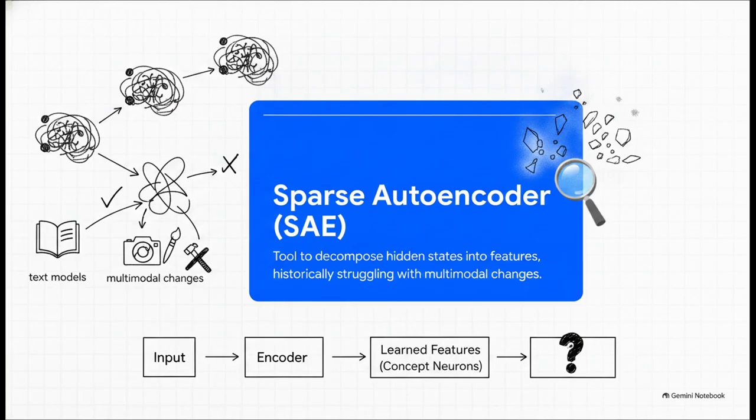While they do an okay job inspecting basic text models after the fact, they've historically failed to isolate what actually changes when an AI learns to process images alongside text. They just don't capture that multimodal magic, which makes them a pretty blunt instrument if you want targeted control.